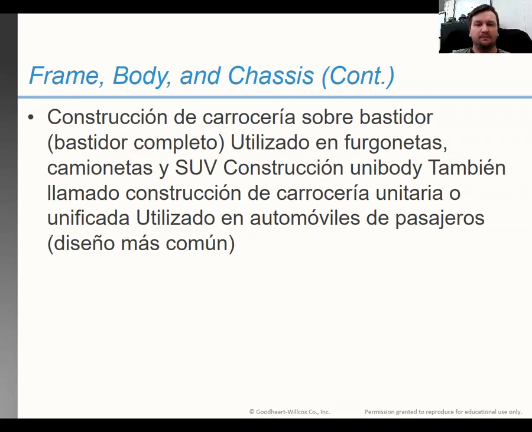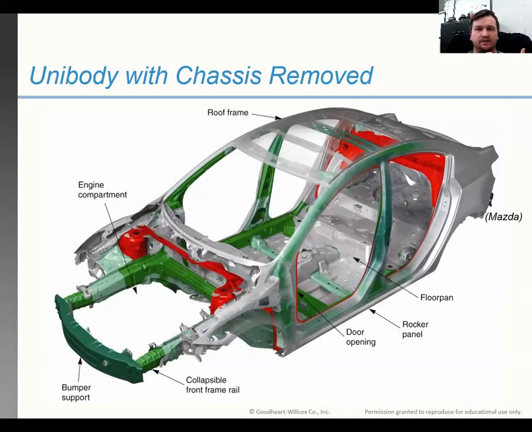So body over frame is going to have a big metal frame structure, and the whole body is going to mount to it. Whereas the unibody looks like this. It has the components that a frame would have, such as your bumper supports and your rocker panels. It's all mated into the body of the vehicle, essentially. So it's unitized together instead of being two separate components.